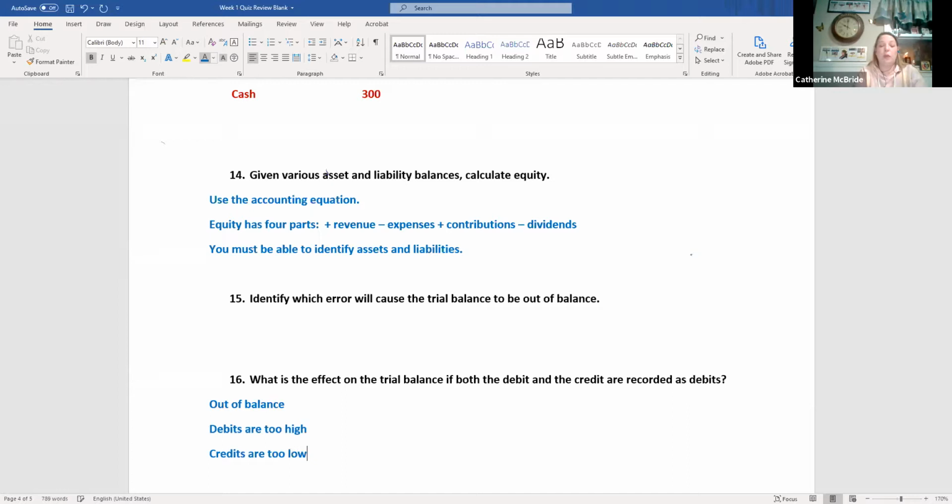Credits are too low. Does that make sense? So you could have a couple of different variations of that, but that's the thought process so that you can isolate the answer.